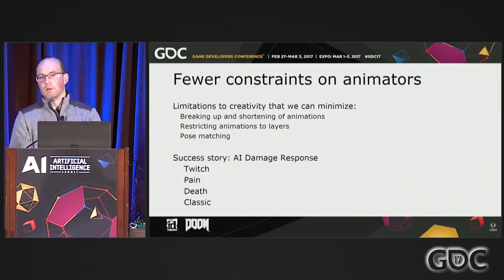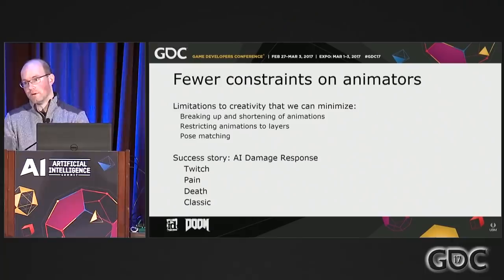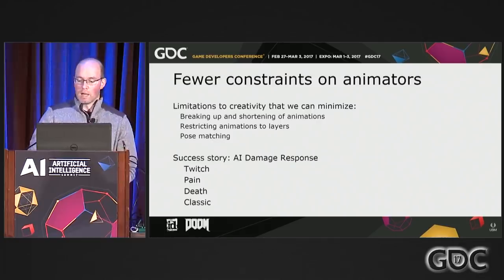A great example of how successful an unconstrained, straightforward approach can be is the response of our AI to damage. Now, there are 4 general categories of damage response, each being more severe than the previous. And there are also different severities within each category. This ends up being a lot of animations.